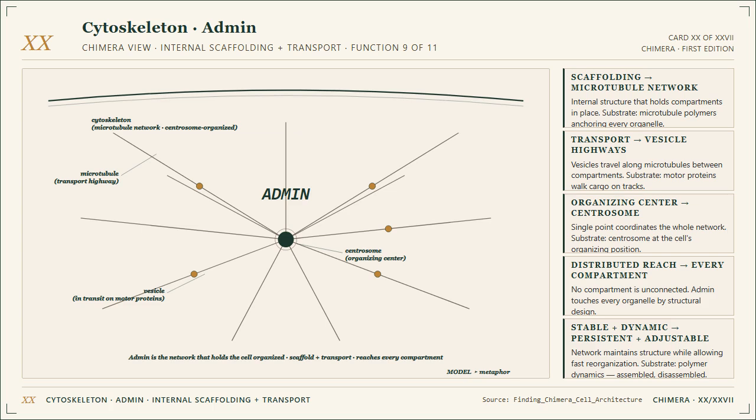Traveling across the microtubules are vesicles, small amber circles in transit. Each one is cargo being moved between compartments. Motor proteins walk vesicles along microtubule tracks. The highways are not abstract, they are physical paths. Above the centrosome, the function label, admin. Three things live in this function: scaffolding, the structure that keeps compartments from drifting; transport, the network that moves cargo between them; and coordination, every compartment reachable from one organizing point. Stable enough to hold form, dynamic enough to assemble and disassemble as the cell's work changes. A cell organizes specialized information processing in compartments. Admin is the function that holds those compartments organized and moves work between them, the network behind the network.